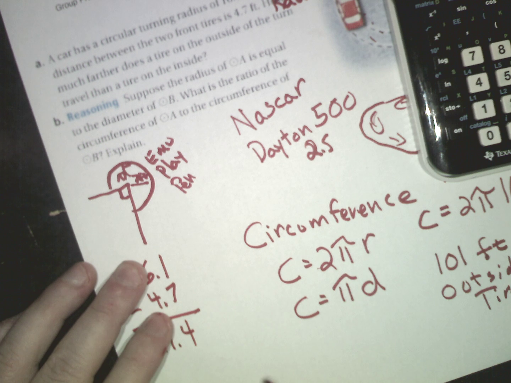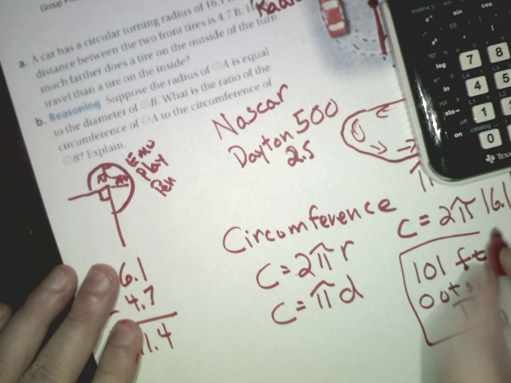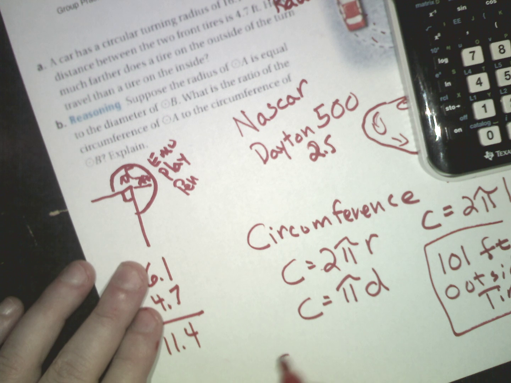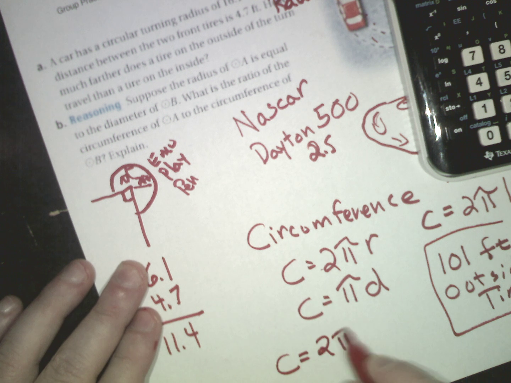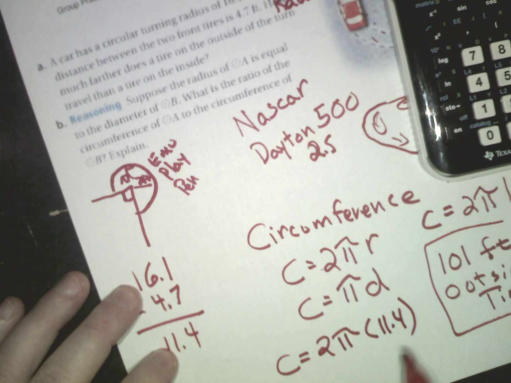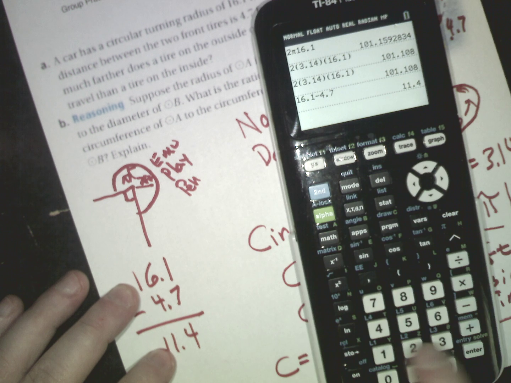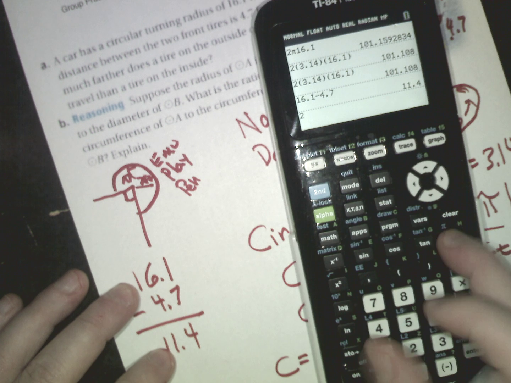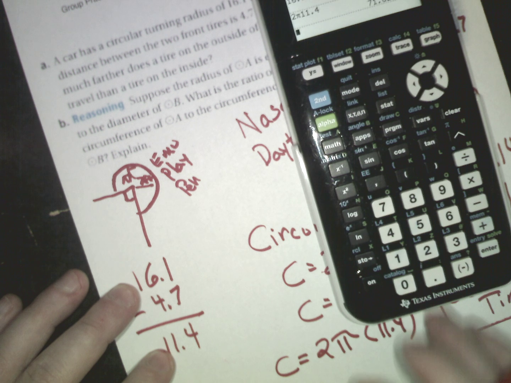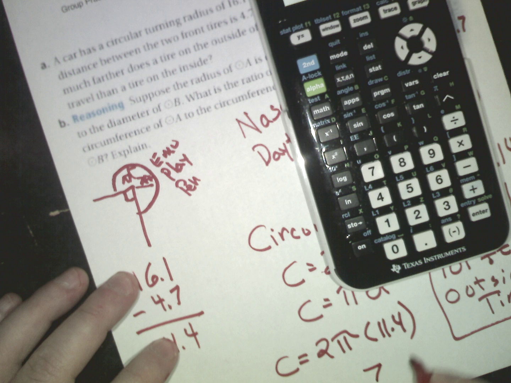So I'm going to use the same thing. So this is the outside tire. Now, 2 pi r, C equals 2 pi. My r in this case is 11.4 for the smaller radius. So let's put that in there. 2 times pi times 11.4 is 71.62. Let's round it up to 72.